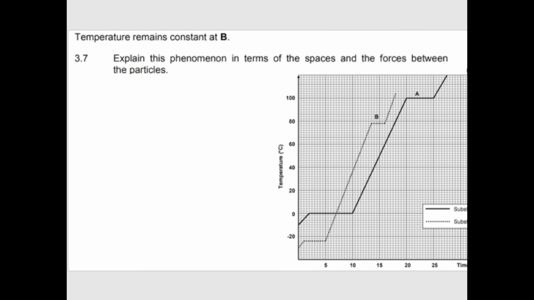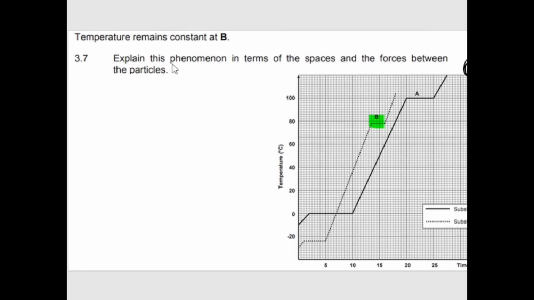Now 3.7 is a more difficult question. As you can see, it is 4 marks. So when you see a 4-mark question, you know you're going to be writing a mini paragraph for an answer. So it says the temperature remains constant at B. Yes, it does. The temperature does not change. It remains constant. Over there, you can see between 70 and 80 more or less.